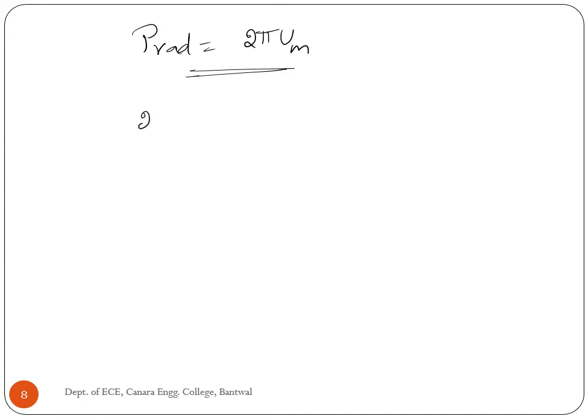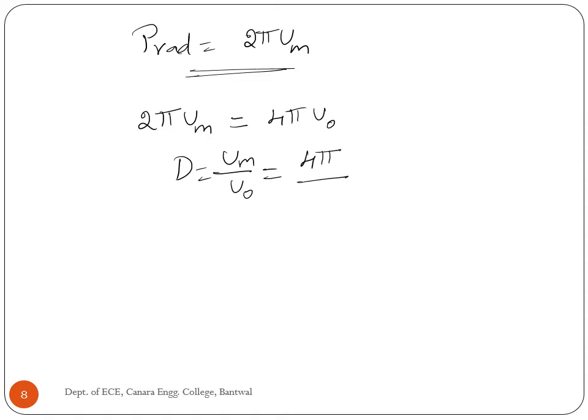Radiated power for the given pattern is 2 pi Um, which is equal to the radiated power from an isotropic source, that is 4 pi U naught. Directivity is equal to Um by U naught, which is equal to 4 pi divided by 2 pi, which is equal to 2. Therefore, directivity is equal to 2 for the bidirectional cosine power pattern.